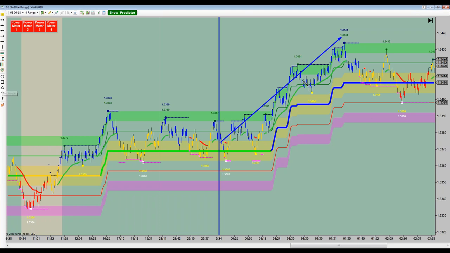What are the criteria that were met? Did it pierce the stealth line, the green snaky stealth line? Check mark, yes. Did it pierce line 6 and close below it? A couple of bars stayed below it. Check mark, yes. Sufficient depth. Answer is yes. It turned out to be a good trade where you made some coin.